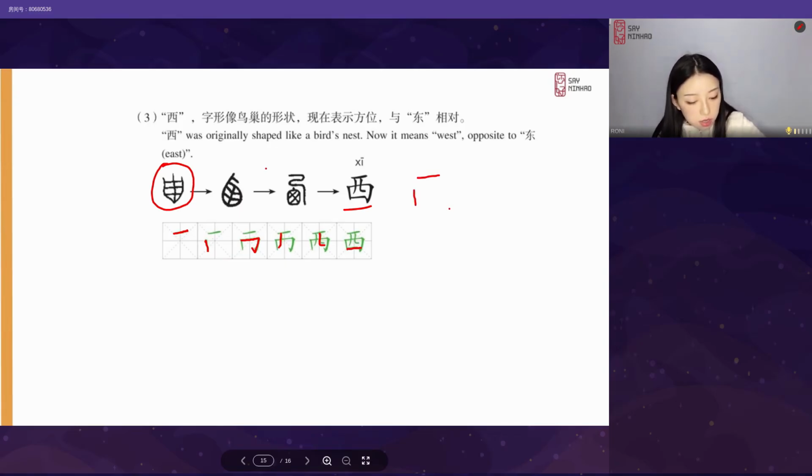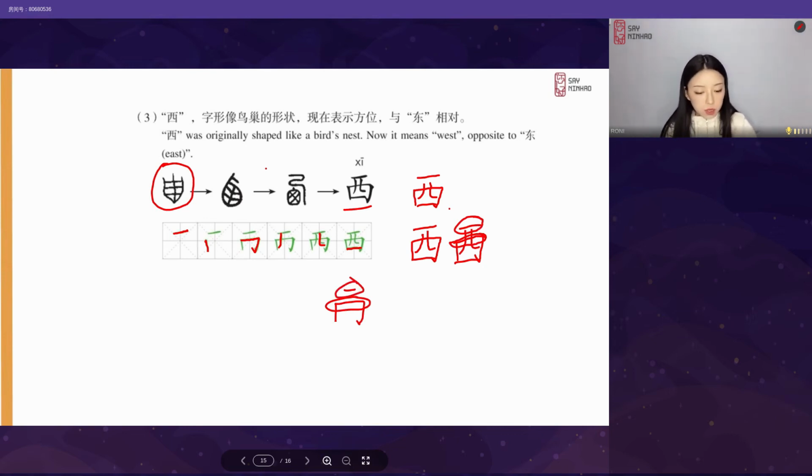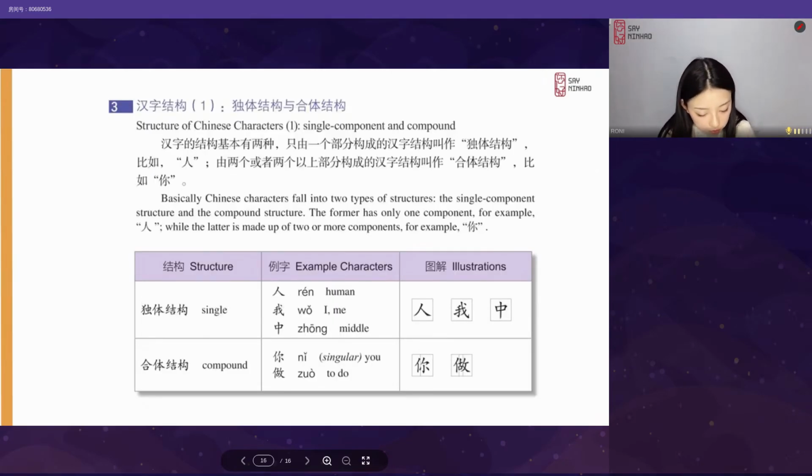Horizontal, left falling, horizontal. Okay, write it with me again. This one is not that complicated. It is easy to write. And please, this horizontal shouldn't be longer than this one, okay? This one is shorter than this part, okay? This one is shorter, this one is longer, okay? This is 西 west.